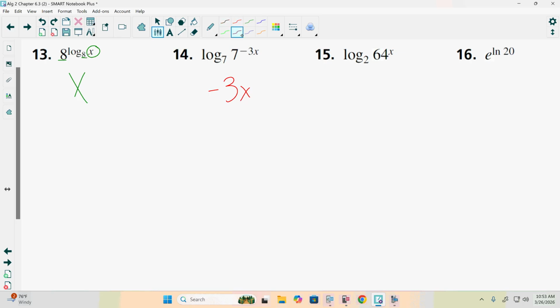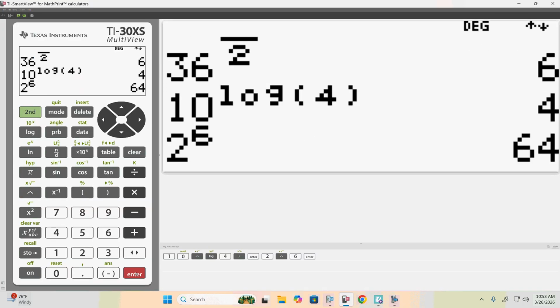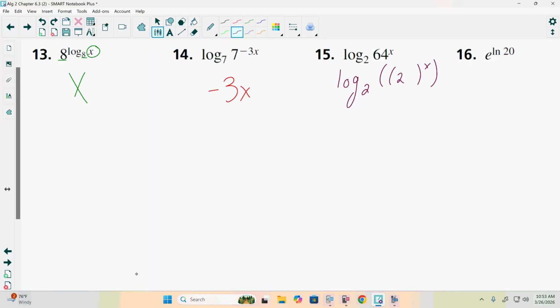Now, unfortunately, number 15, log base 2 of 64 to the x is not going to be x. Because if this is going to simplify nicely, I need to be able to rewrite 64 as 2 to a power. 2 to the 6th is indeed 64. Powers of powers multiply. So now we have log base 2 of 2 to the 6x. So this is going to reduce to 6x.